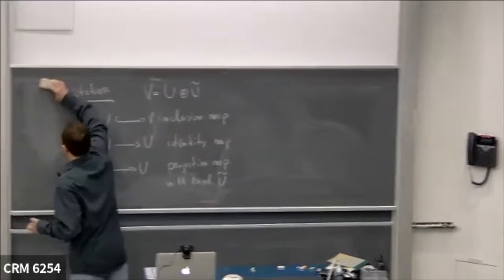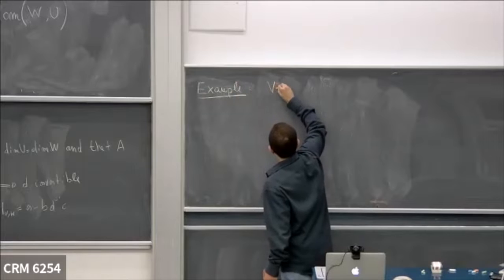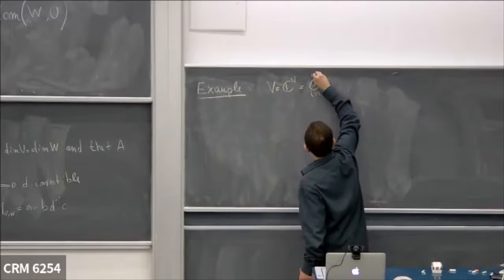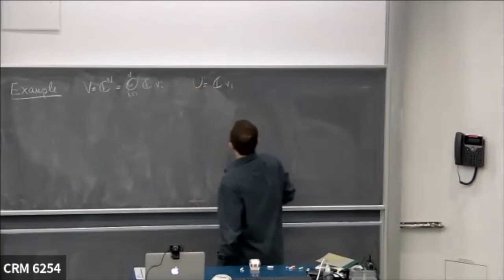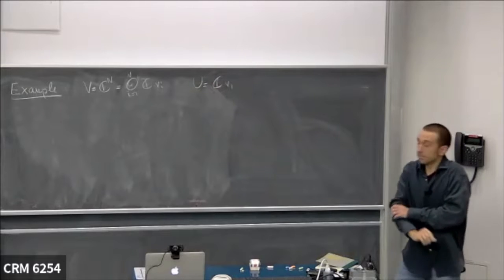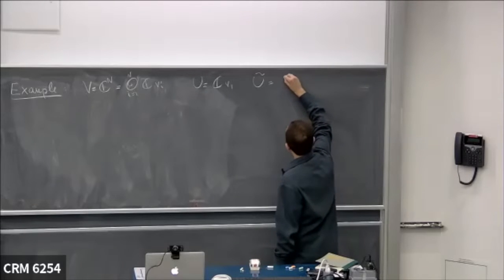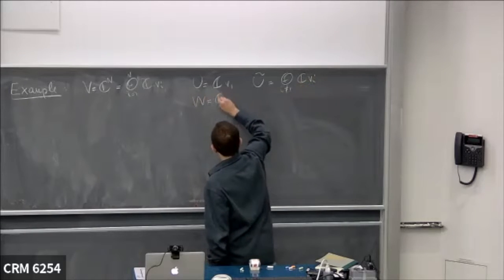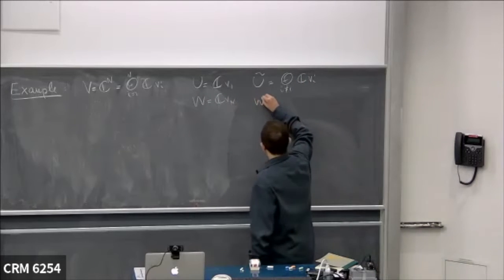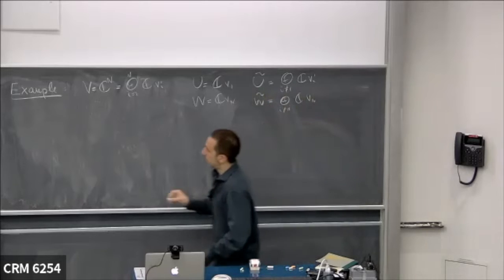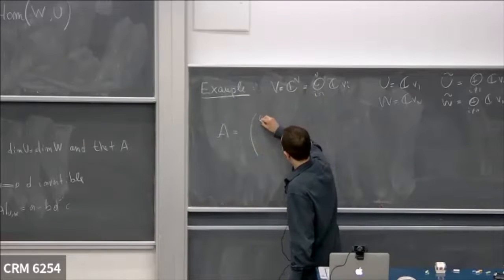Okay, let's do a specific example just to give some ideas. Let's say V is an n-dimensional vector space, and let's fix a basis. We just denote U to be the one-dimensional vector space generated by v1, and U tilde generated by the remaining basis elements. W is the one-dimensional vector space generated by vn, and W tilde by the remaining ones. And let's write A in this basis v1 up to vn. So it will appear as follows.